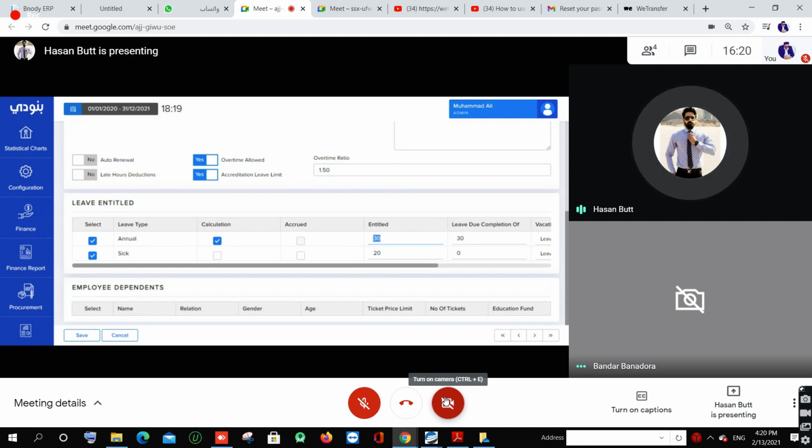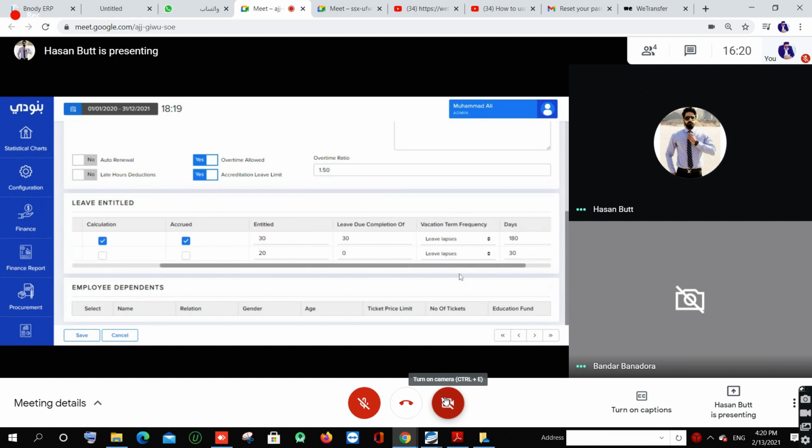All right, so you can make it accrued or you cannot make it accrued. It's up to you, brothers. If it is like this, if he is getting the emergency leaves, it will be calculated and deducted. If it is like this, it will not be deducted from his salary if he is getting the emergency leaves as well. Okay, brothers?